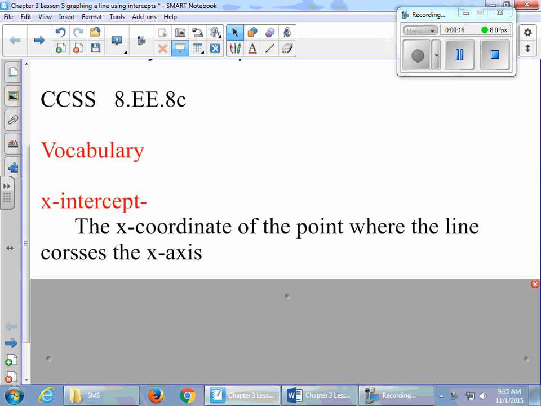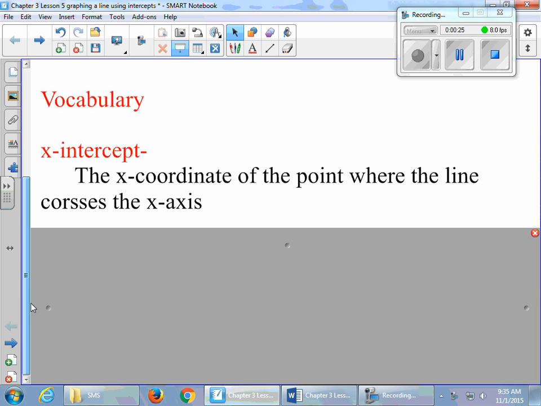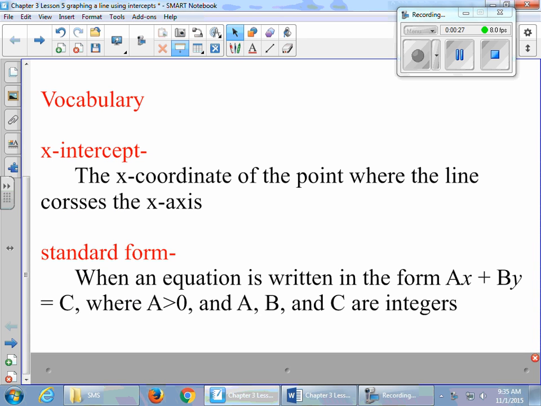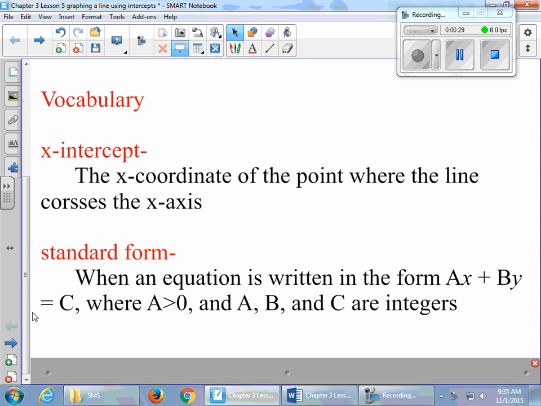Our first one is x-intercept, the x-coordinate of the point where the line crosses the x-axis. And our other vocab word for this lesson is standard form, when the equation is written in the form ax plus by equals c, where a is greater than 0 and a, b, c are integers. As always, you may pause the video to write down the definition and then continue when you are ready.